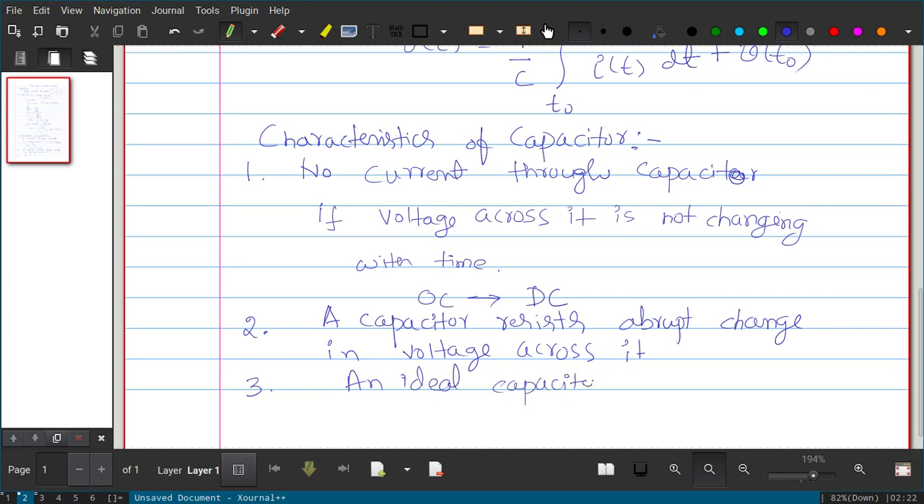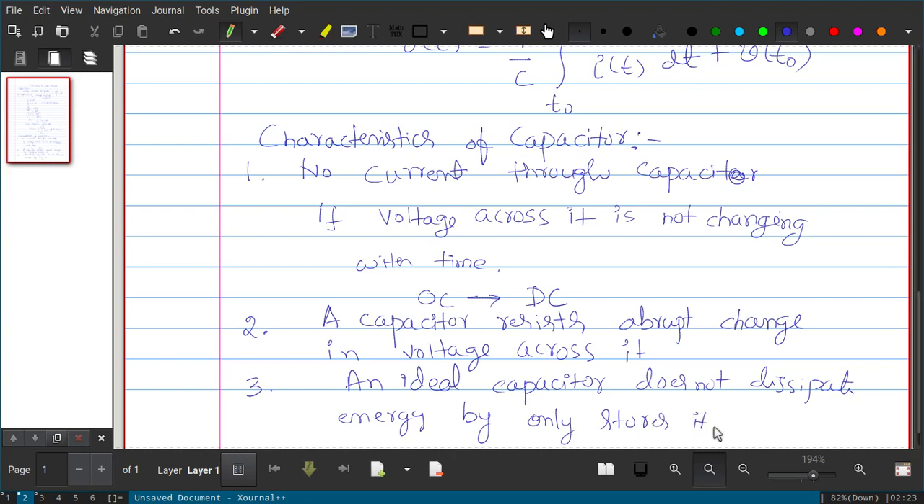An ideal capacitor does not dissipate energy but only stores it. So that means if you take a resistor, it will dissipate in the form of heat.